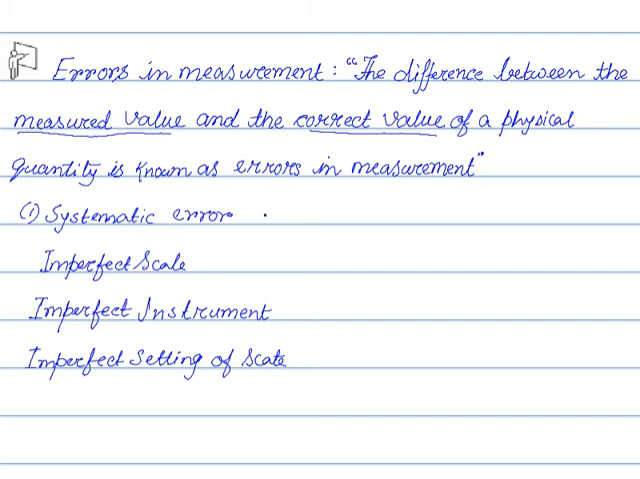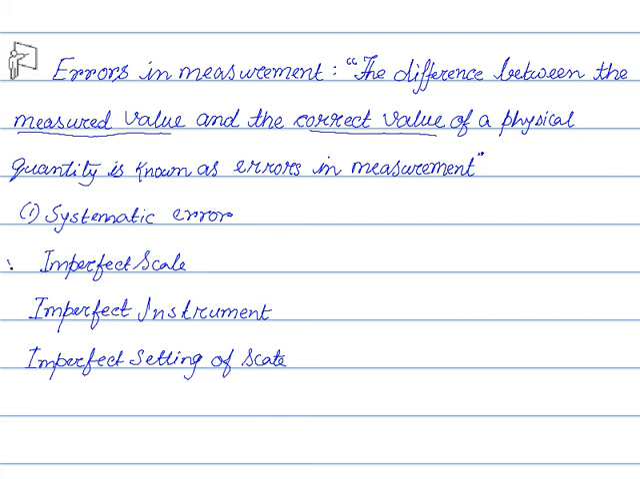Now, systematic error. The errors which occur in an experiment in a systematic manner are known as systematic error. Since the cause of errors as well as the numerical values of error are both known before handling that measurement, hence it can be corrected easily.